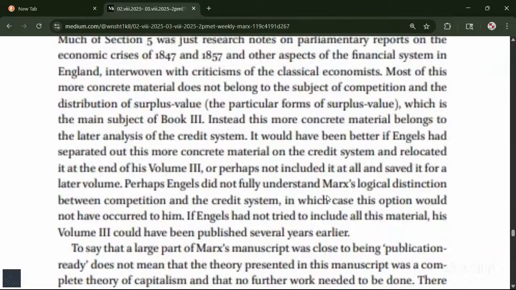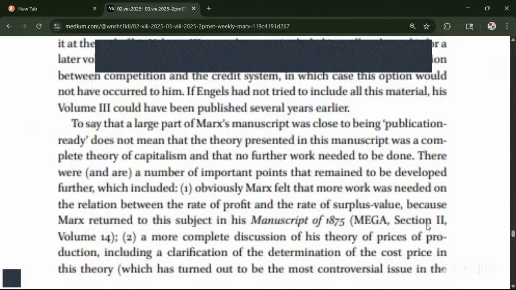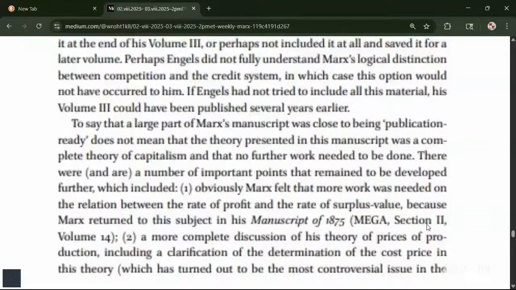To say that a large part of Marx's manuscript was close to being publication ready does not mean that the theory presented in this manuscript was a complete theory of capitalism and no further work needed to be done. There were, and are, a number of important points that remain to be developed further, which included, number one, obviously Marx felt that more work was needed on the relation between the rate of profit and the rate of surplus value, because Marx returned to this subject in his manuscript of 1875. This is MEGA, M-E-G-A, MEGA Section 2, Volume 14.